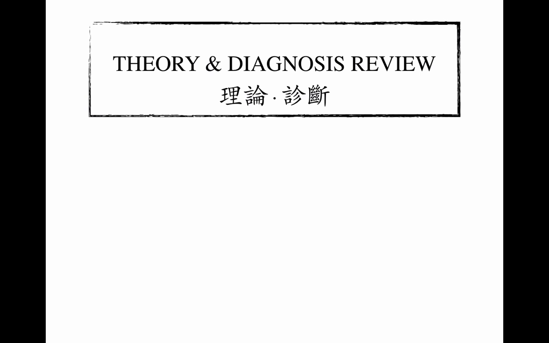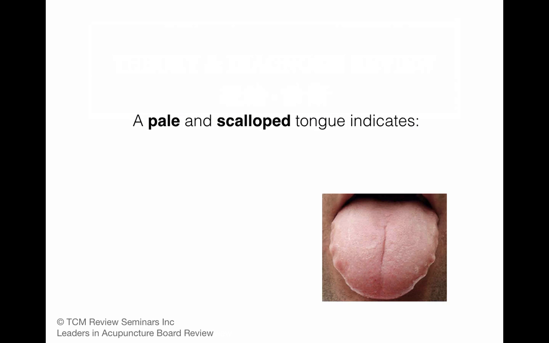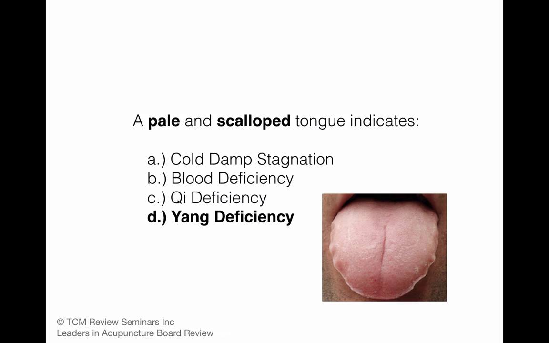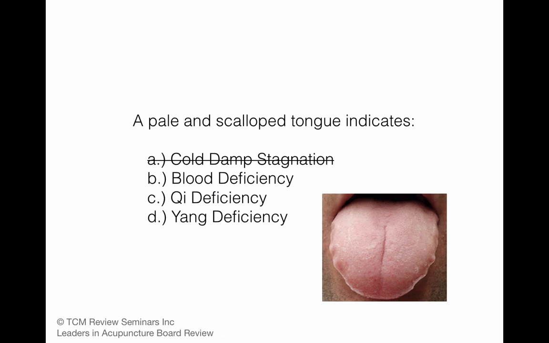This week's review question, we examine what does a pale and scalloped tongue indicate? Does it indicate cold damp stagnation, or blood deficiency, or qi deficiency, or yang deficiency? Now to start with, we know that a patient with cold damp stagnation would also have a thick greasy tongue coat. And since there's no tongue coat mentioned here, it's implied that it's a thin white coat, so we can eliminate cold damp stagnation.